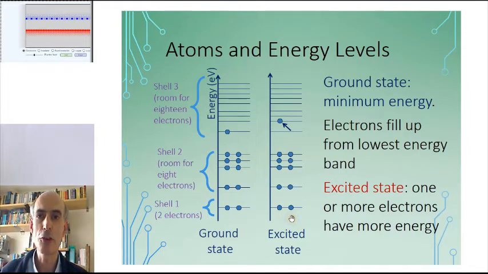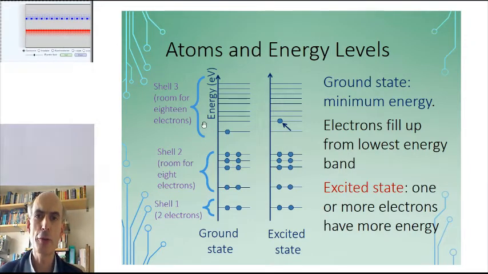Sometimes atoms are not in the ground state. They've acquired a little bit more energy from somewhere, and some of the electrons have moved up and are now in higher energy orbits. Atoms in excited states like this often return to the ground state by the electrons falling and dropping back into lower energy orbits.